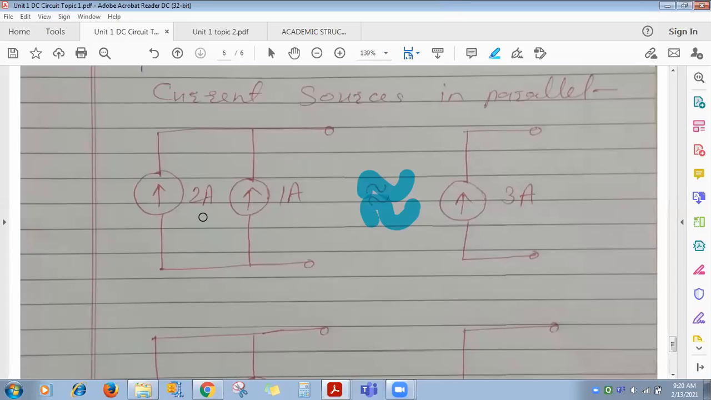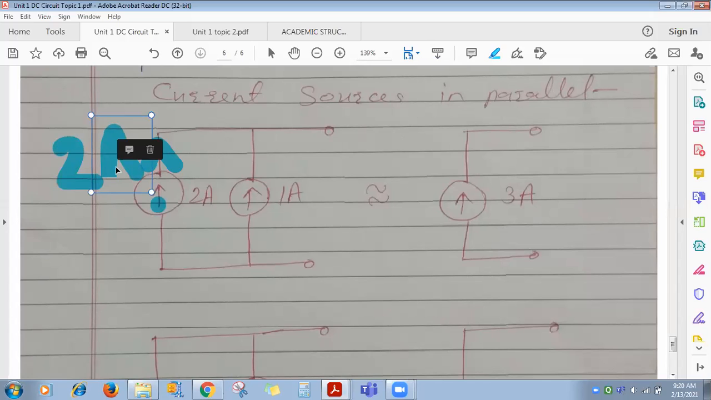Here, the first current source is 2 ampere, with the arrow upward. The arrow direction upward means that from this end, 2 ampere current will flow in the upward direction like this. Here 1 ampere is also upward, so 1 ampere current will flow upward. Now the 2 current sources, 2 ampere and 1 ampere, are connected in parallel across these 2 nodes.